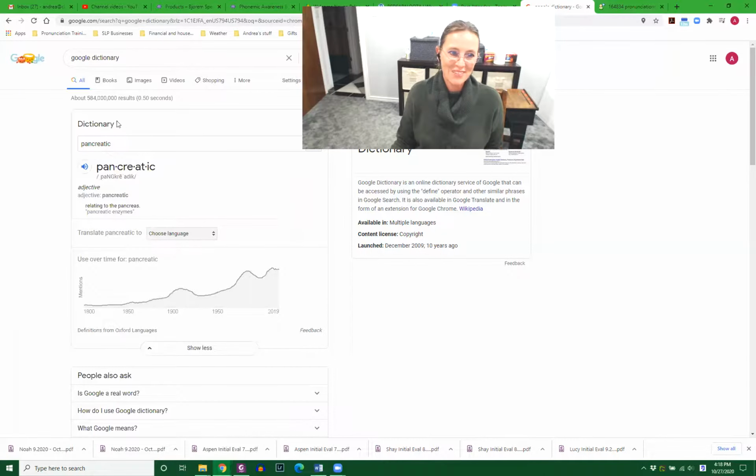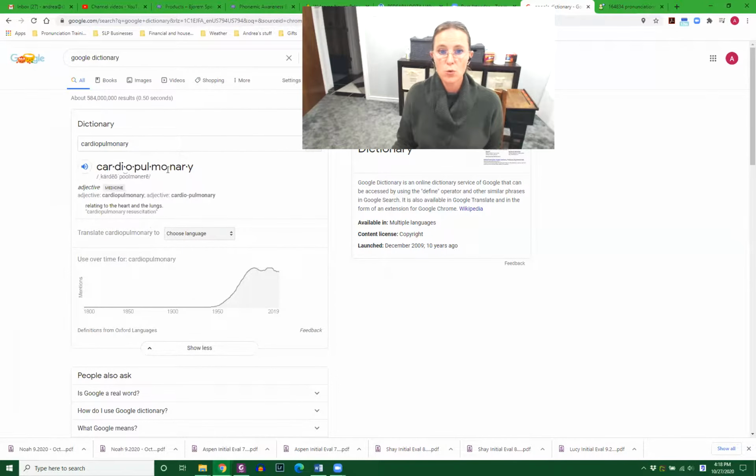Cardiopulmonary. The medical terms are so great for having these super long words. It's great to work on multiple syllable words and really listen for where the stress points are. Cardiopulmonary. Here's your secondary stress. Cardio. Pull. Just primary stress. Pulmonary.